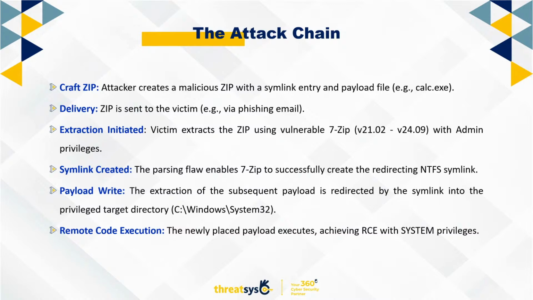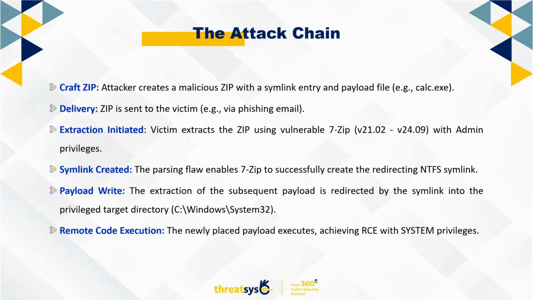The attacker first needs to craft a malicious zip file. The file contains two components: a symlink entry and an actual payload file. Then he delivers the zip file through a phishing email or other social engineering techniques. The victim gets the zip file and tries to extract it using 7-zip, version 21.02 through 24.08, with admin privileges.